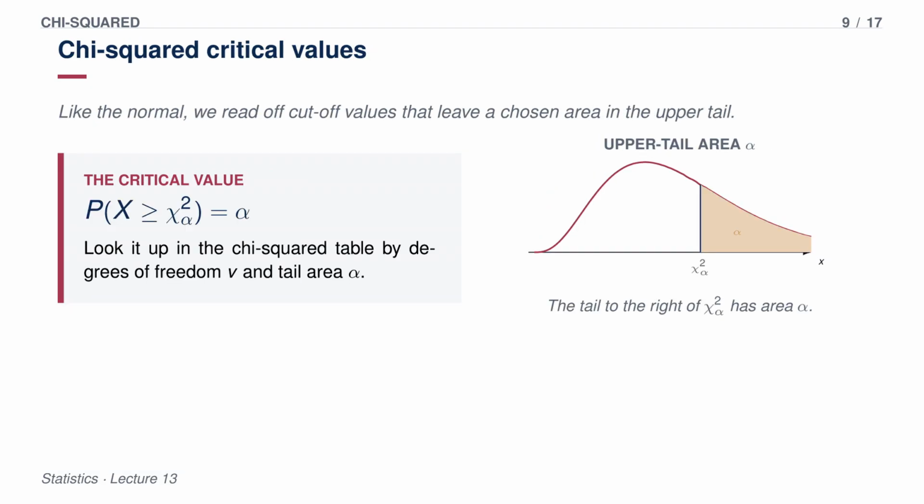So how do we actually use it? Just like the normal? We read off a cutoff value that leaves a chosen area in the upper tail. We write it chi-squared alpha. The probability x is at least chi-squared alpha equals alpha. You look it up by your degrees of freedom v and your tail area alpha.